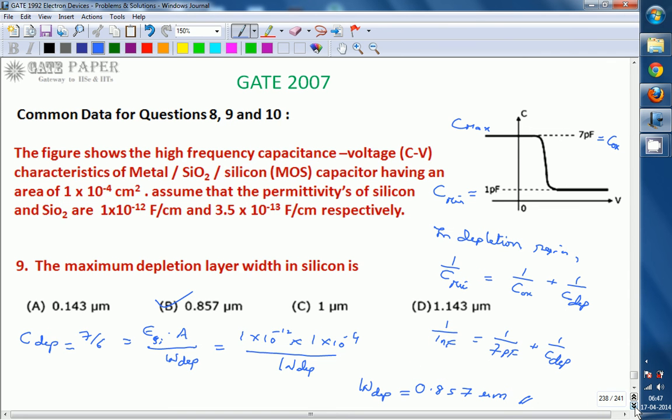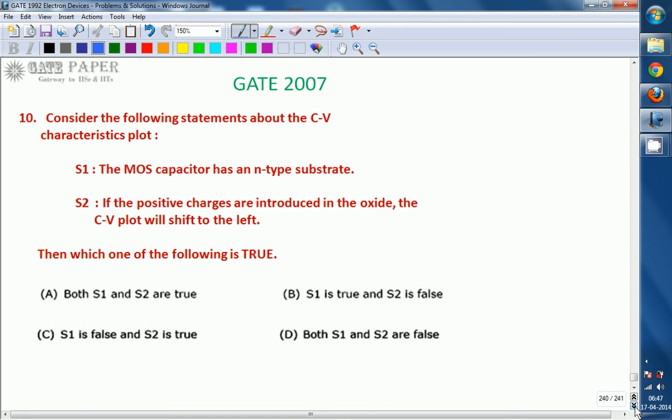Okay, next, and the last question. Consider the following two statements about the CV characteristics. The MOS capacitor has an n-type substrate, but the CV characteristics we have discussed till now are for a p-type substrate, while what was given is a MOS capacitor with an n-type substrate. So statement 1 is false.